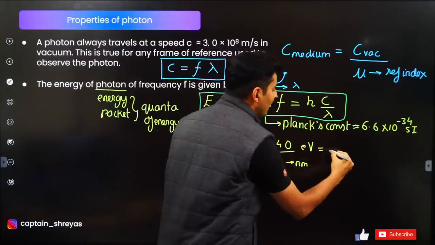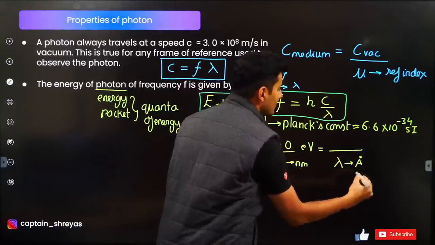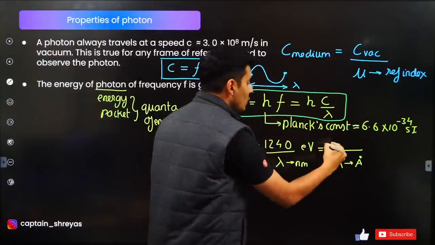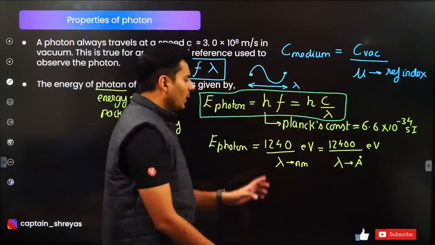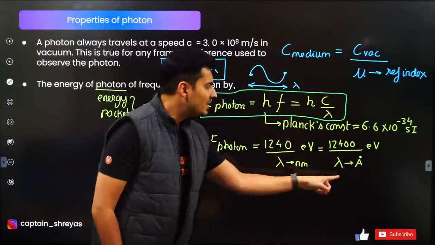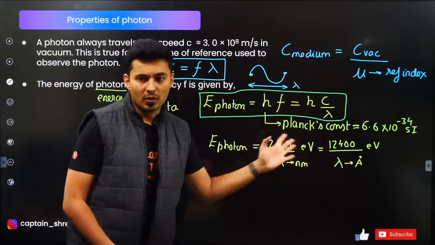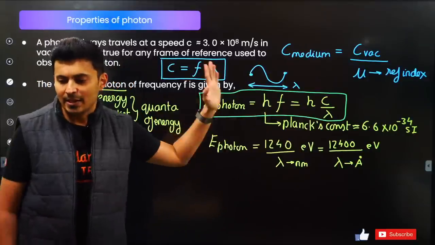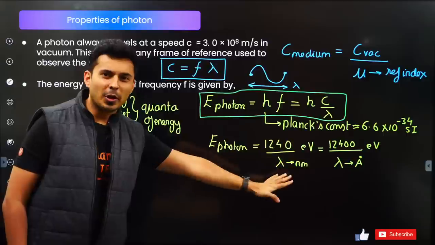If you do not have lambda in nanometers, but you have lambda in Angstroms, then you put 1240 and then it is electron volt. Either this or this. If this is in Angstrom, one extra zero. If it is in nanometer, then no extra zero apart from that. Exactly, everyone. Very good. So this is a shortcut trick.